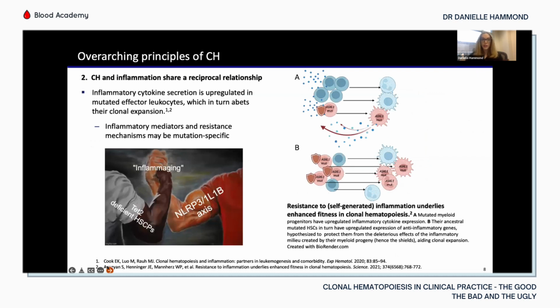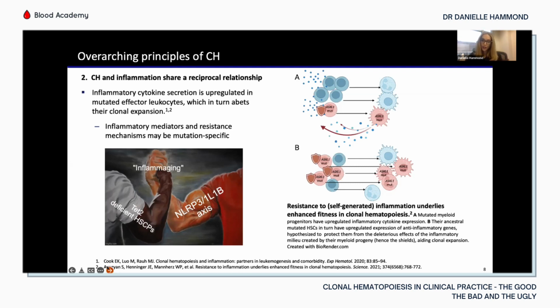And the next very important concept is that clonal hematopoiesis and inflammation share a reciprocal relationship, or a pernicious cycle, as was recently written in a New England Journal of Medicine editorial about this phenomenon. It's actually been characterized in a number of preclinical models that TET2 mutated clonal hematopoiesis in particular leads to strong upregulation of interleukin-6 signaling through the NLRP3 interleukin-1 beta inflammasome axis, and that this inflammation in turn favors expansion of these TET2 mutated clones.